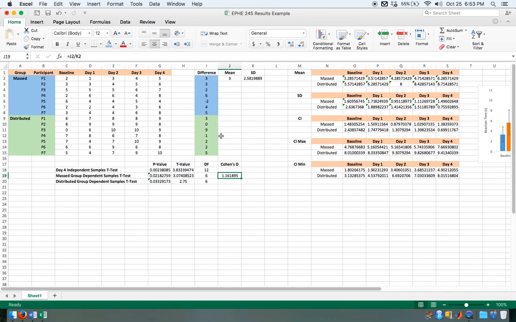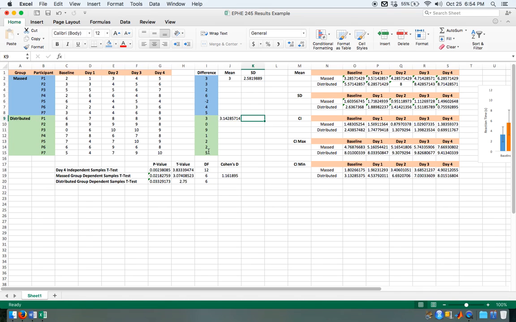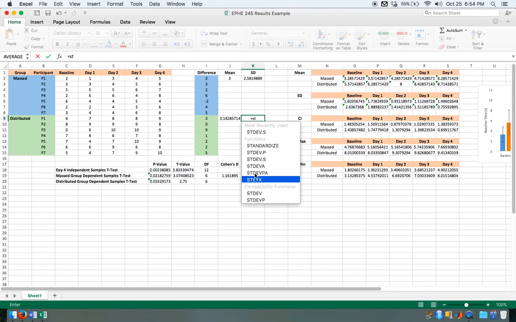So for the distributed group, day 4 is 1.16 standard deviations higher than the baseline. Okay, so let's do the same thing here. This equals average of the differences, and then standard deviation of the differences.